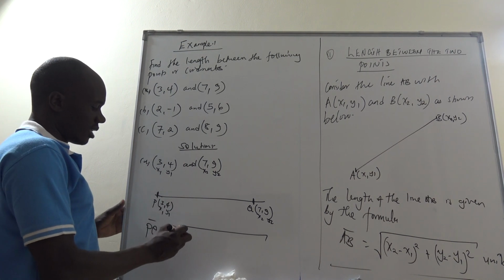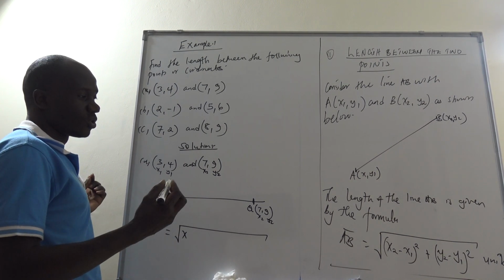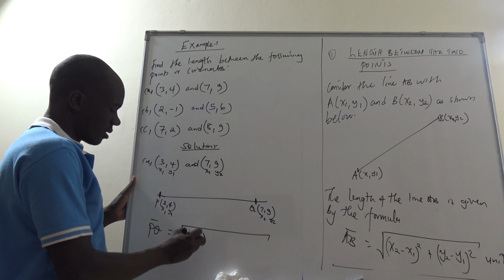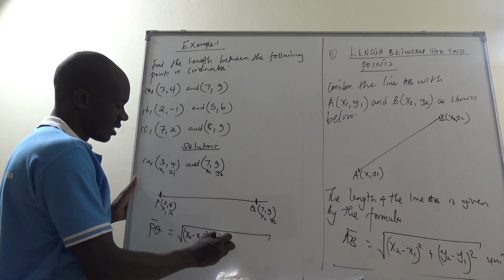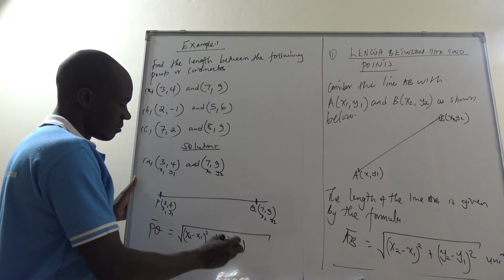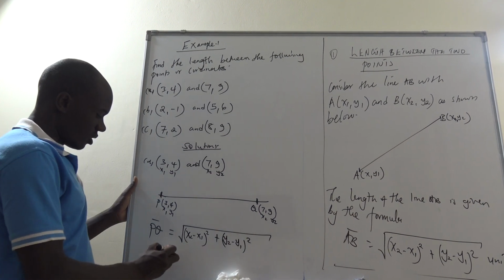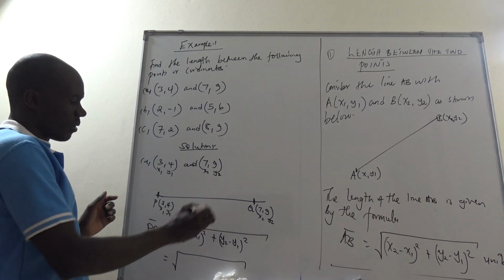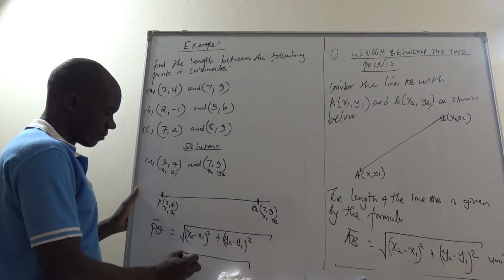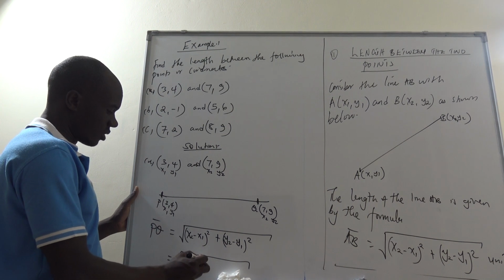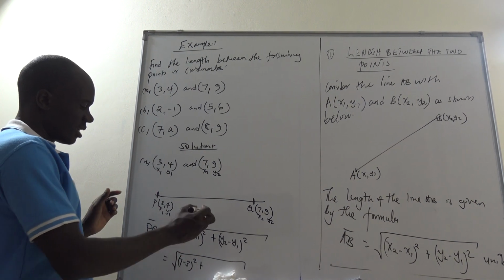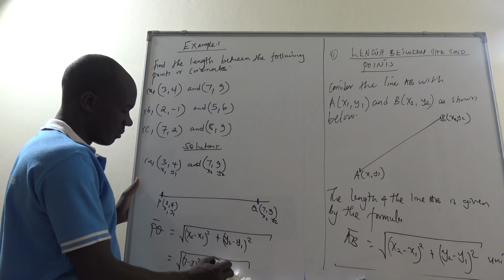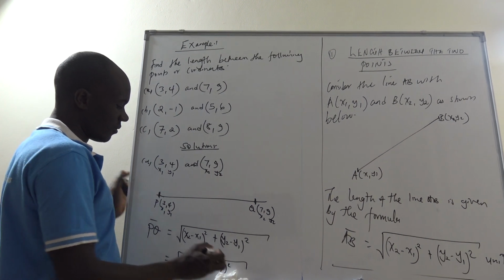You can even say x1 or x2, it depends on what is good for you. You can say x2 minus x1, the whole of it squared, plus y2 minus y1, the whole of it squared. So what are we getting? We're getting root of, what is x2? Our x2 is 7, so we say 7 minus 3, the whole of it squared, plus y2 is already 9, so 9 minus 4, the whole of it squared.